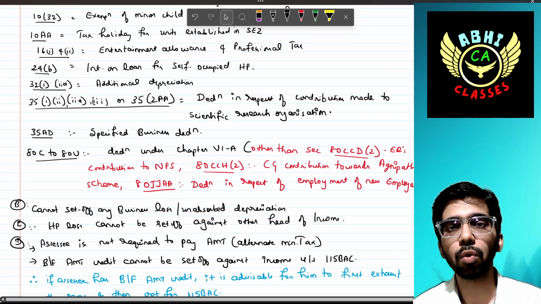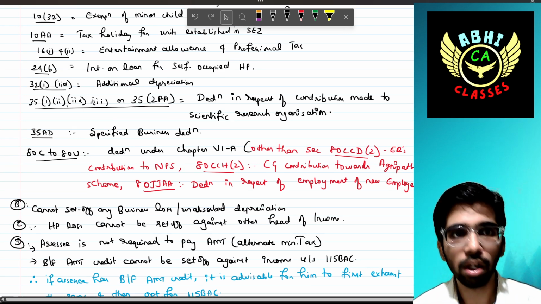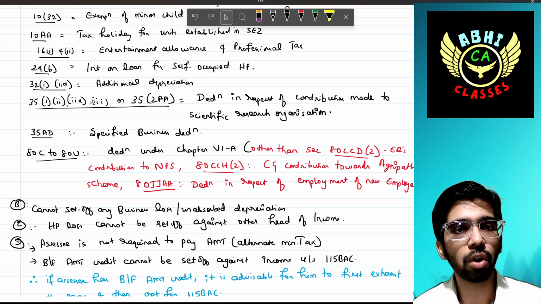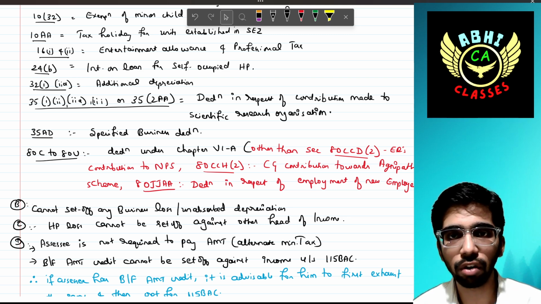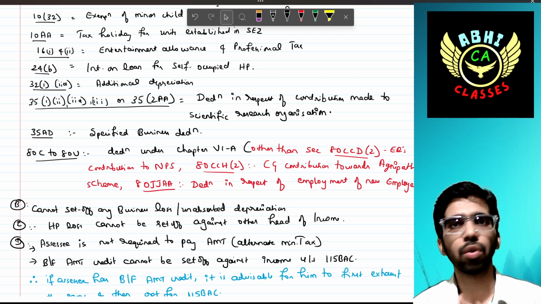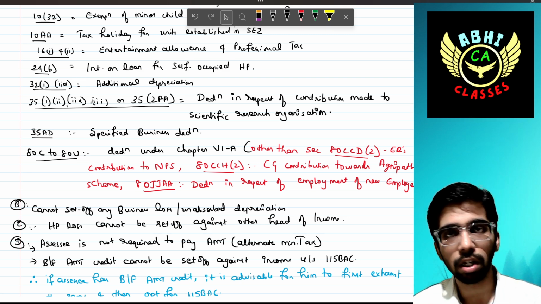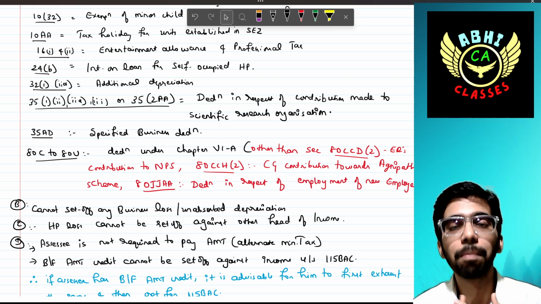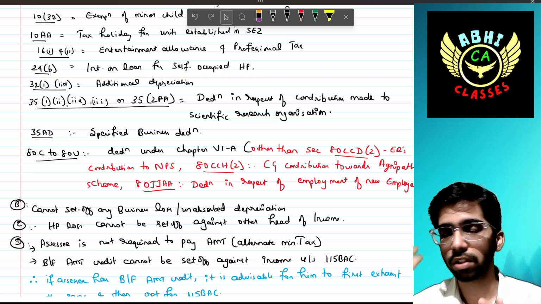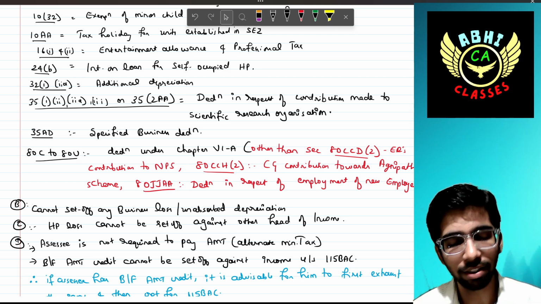Next, section 32(1)(iia), additional depreciation, that also you need to forgo. Next, section 35(1)(ii), (iia), (iii) or 35(2AA), deduction in respect of contribution made to scientific research organizations, that also you need to forgo. This we'll cover in the PGBP chapter, that is the business income chapter. Next, 35AD, specified business deduction, that also we'll discuss in PGBP, that is business income. As of now, keep it in mind, that's it.